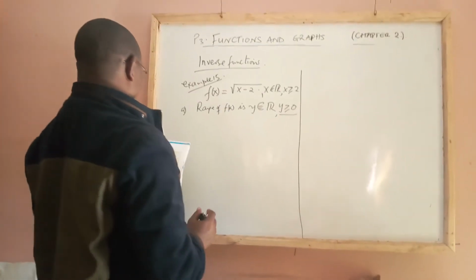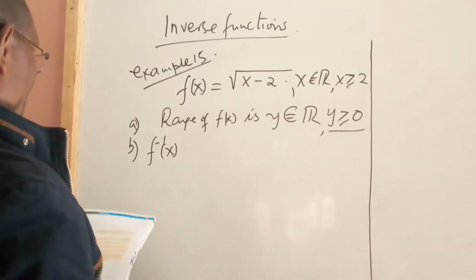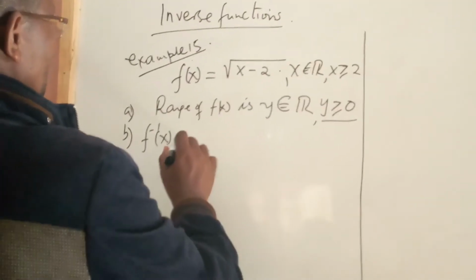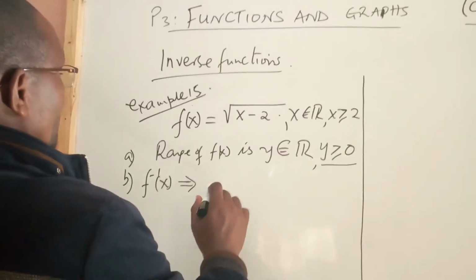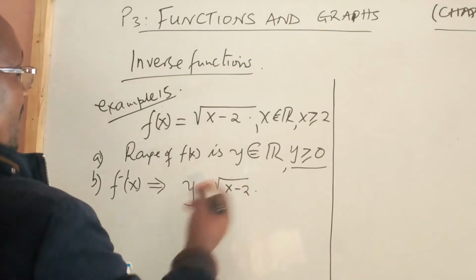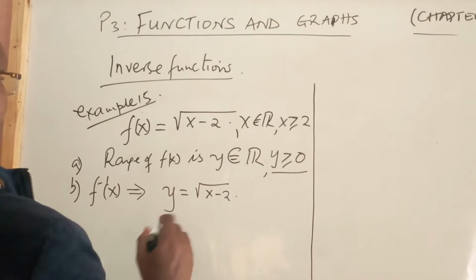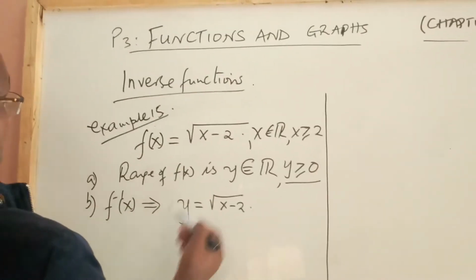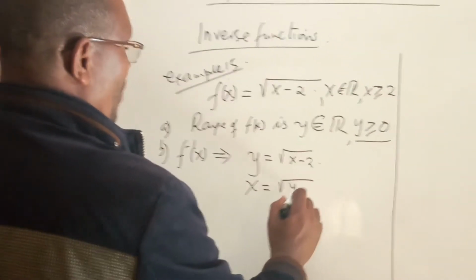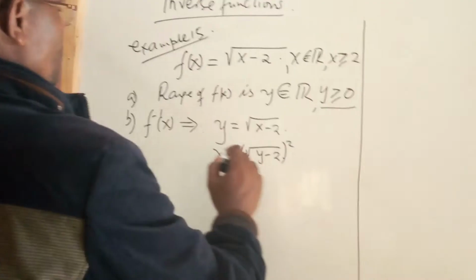Part B, we are supposed to find the inverse function and state its domain and its range. The inverse function, as we have understood in the previous example, we rewrite in terms of y equals the root of x minus 2. We need first of all to interchange the variables. That means y becomes x and x becomes y, and then make the new y the subject of the formula. We can only do so by first of all squaring both sides.